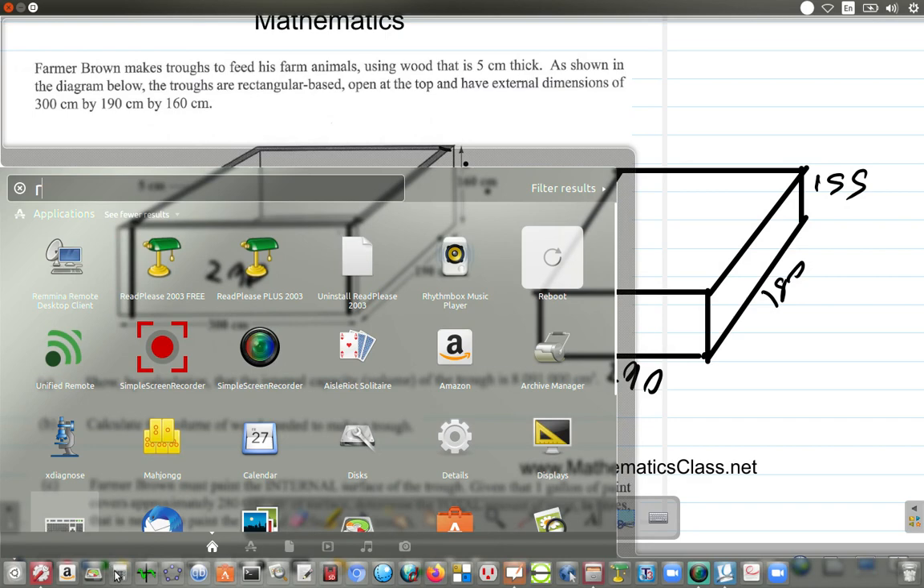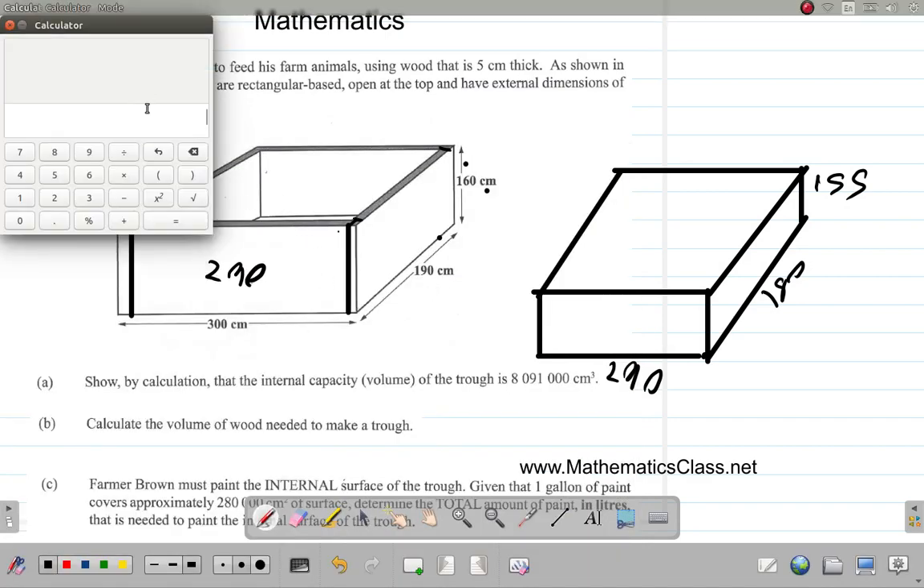In terms of the calculator now, what does the calculator say? 290 times 180 times 155 equals. Alright, see it there. So the internal capacity is 8,091,000 centimeters cubed. So you see that?